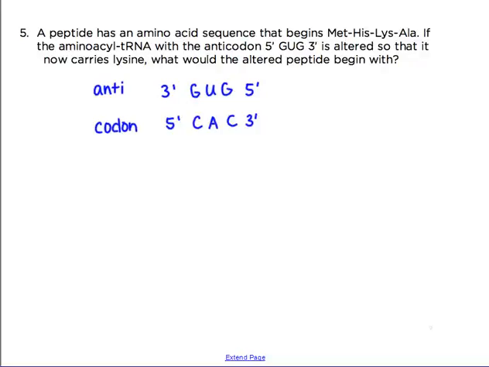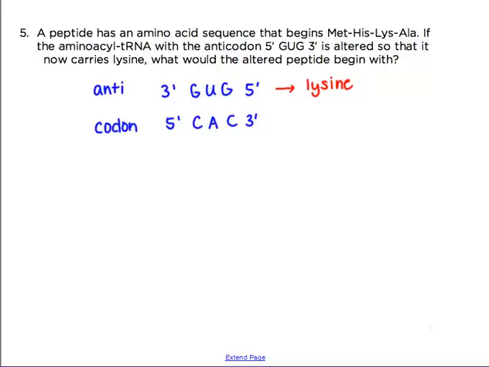So this is for the tRNA that was mutated, where the anticodon wasn't changed, but the amino acid that the tRNA is carrying is changed. So the anticodon is going to stay the same, but now this one is going to carry lysine. So what we're going to do is look for what this codon would normally encode for, and then whatever that amino acid is, that's going to be changed to lysine.